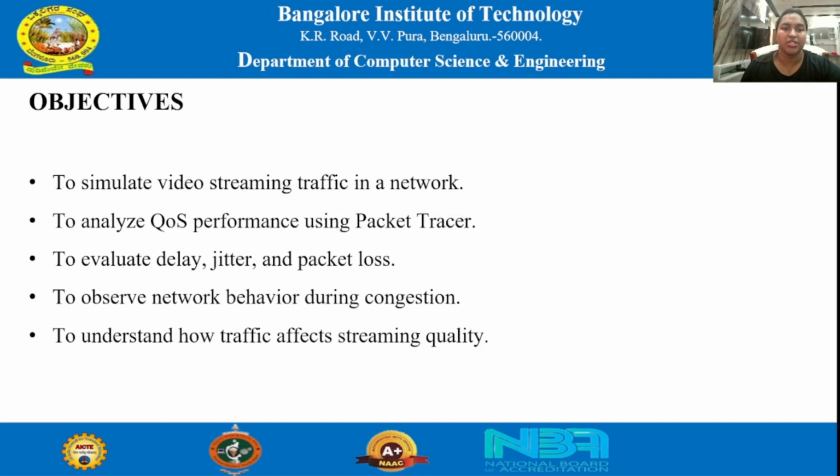Coming to the objectives. These are the objectives of the project. First, we are trying to simulate the video streaming traffic in a network environment. Second, we are analyzing the QoS performance using the simulation tool Cisco Packet Tracer. Then we evaluate the network parameters: delay, jitter, and packet loss. The last one is understanding how the network traffic affects the video streaming quality. These objectives help us study real-world networking conditions.